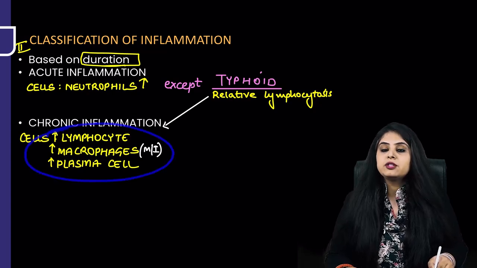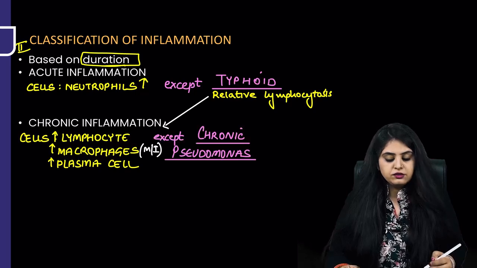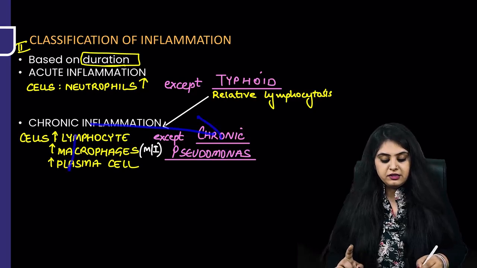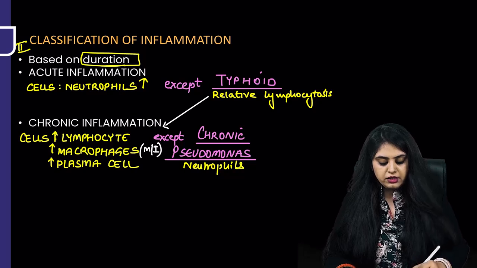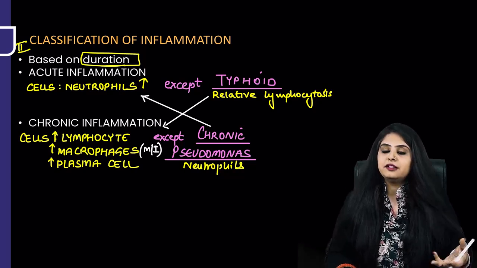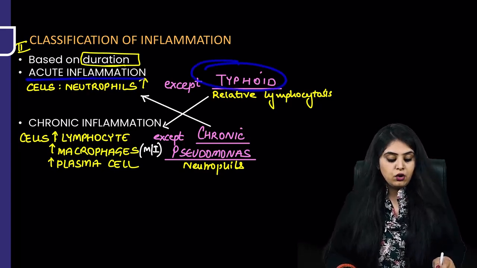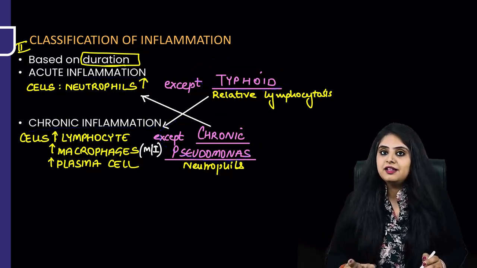Similarly, all chronic inflammations are supposed to show me lymphocyte, macrophage, plasma cell. However, chronic pseudomonas, the word says chronic, but it doesn't show you these cells. It in turn shows you a cross connection. So pseudomonas is going to show you the presence of neutrophils. So this is again a cross connection, that it is a chronic inflammation, but it is showing me cells of acute inflammation. So all acute inflammations except typhoid, all chronic inflammations except chronic pseudomonas. This is what you get in the exam.